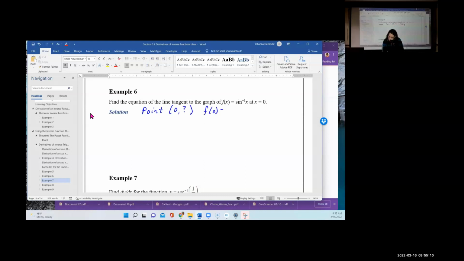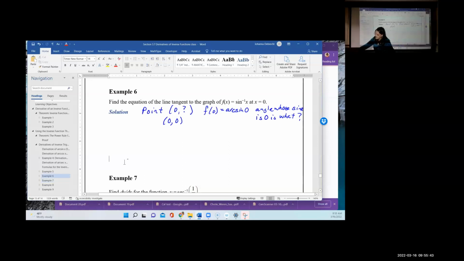So f of 0, which is arcsine of 0, is saying the angle whose sine is 0. What angle gives you a sine of 0? 0 does, 0 radians. So this is going to give us 0. So this is going to be the point (0, 0), right?